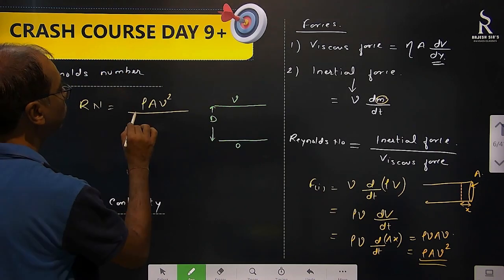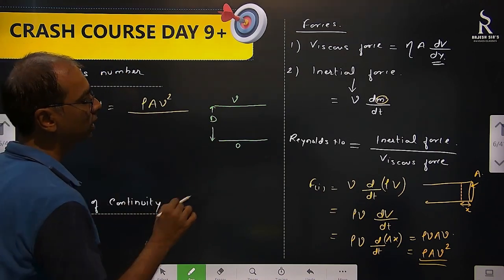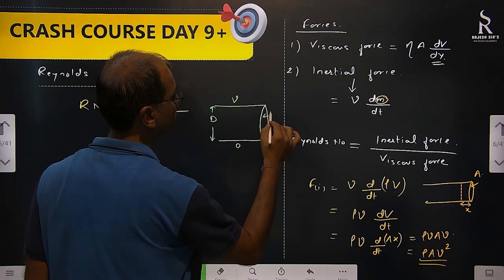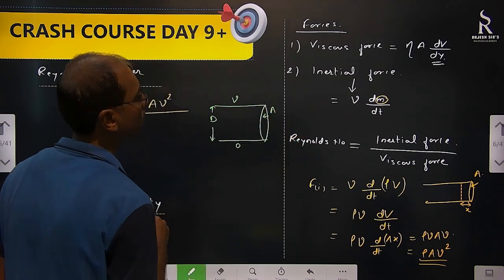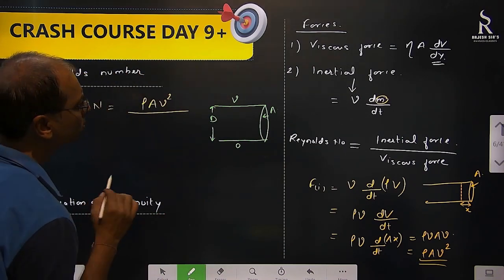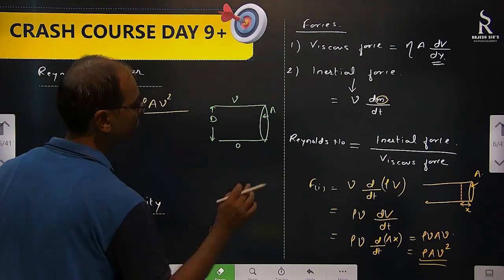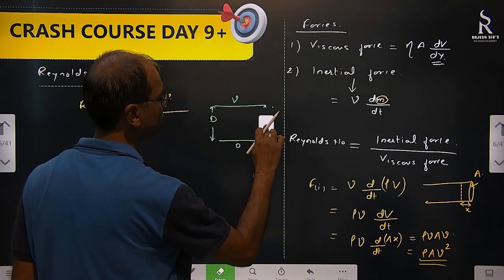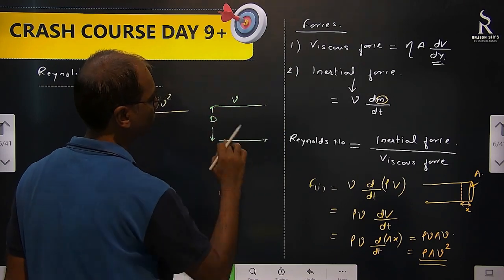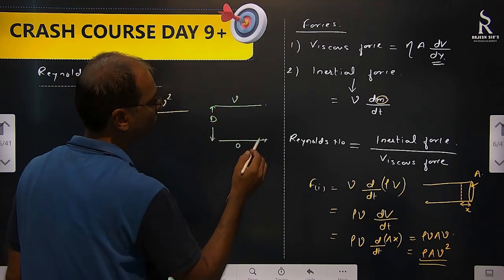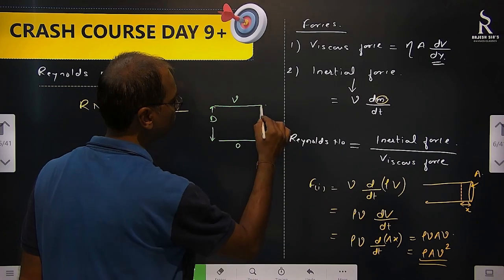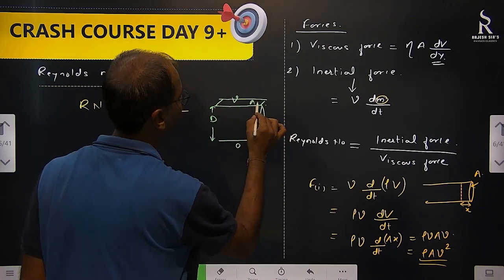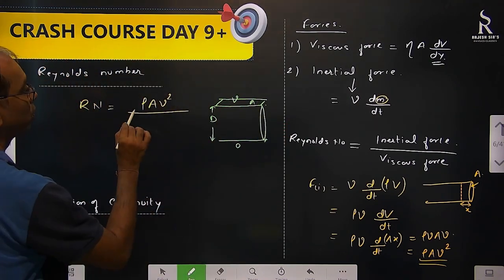So rho A V square. Its area also you have taken. Area is A. This area is A, or area in contact is A. Because here we have taken already D. If suppose that this is circular, then its area is already we have taken, right? So we are not talking about this A. Area is this one. This is A. Right. So now rho A V square.